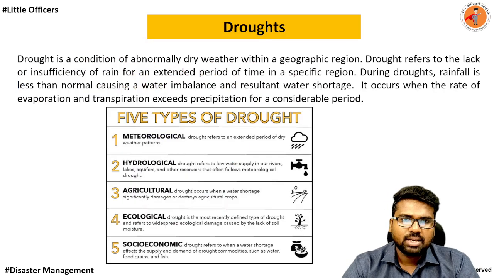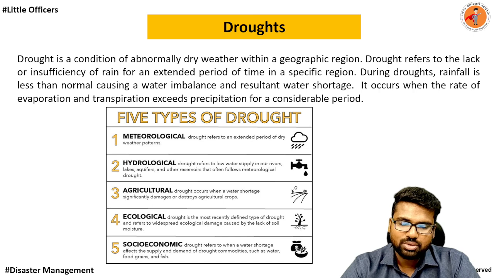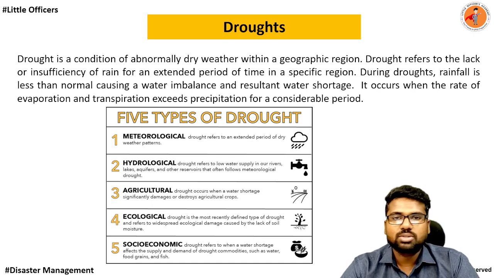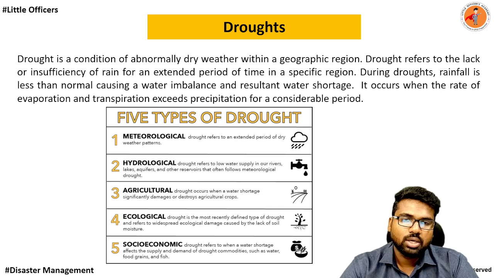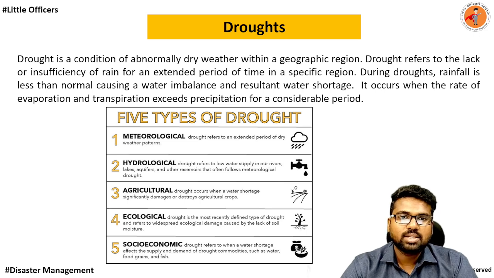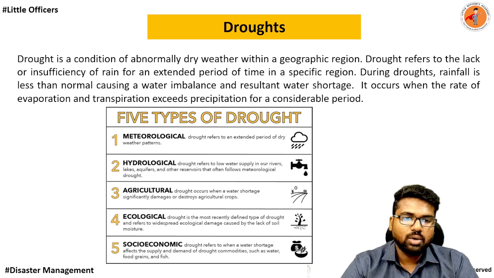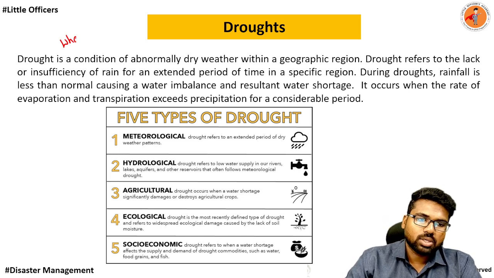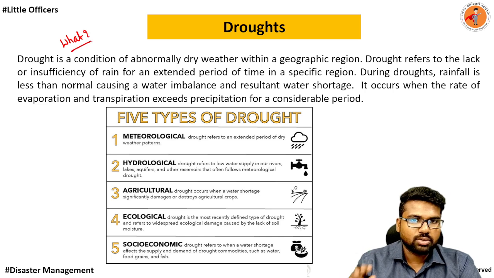Very simple. In the last 3 years, we did not face much of a drought situation because the monsoons were good because of the triple dip La Nina situation. But it is also one of the frequent disasters which hits India. So first of all, what is a drought? Again, here also we will follow the same pattern.